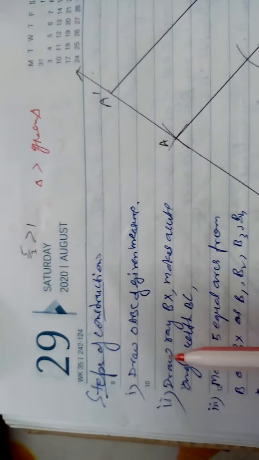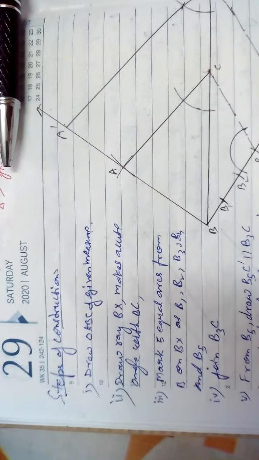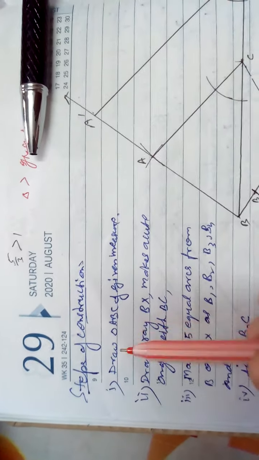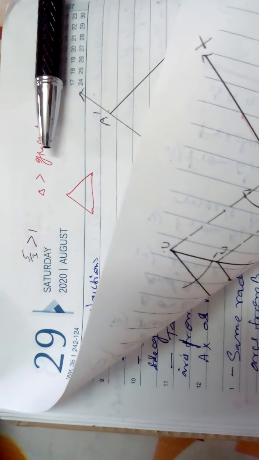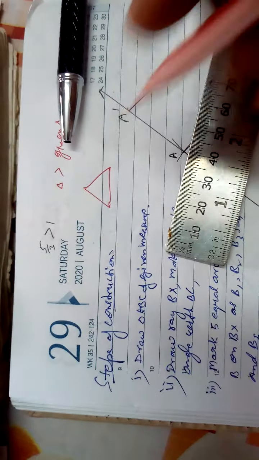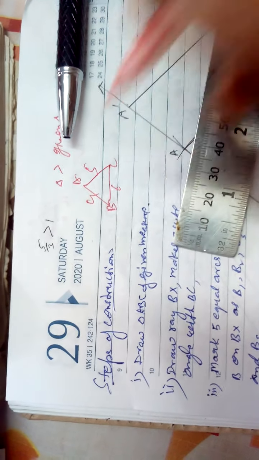Now how will you do? First step, same process. What is the first step? First step is draw a triangle ABC of given measure. What is given? 4, 5, 6. It is 4, it is 5, it is 6. You draw a rough figure.